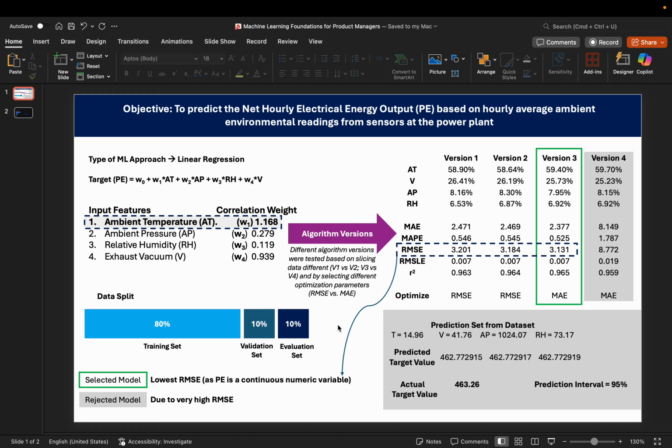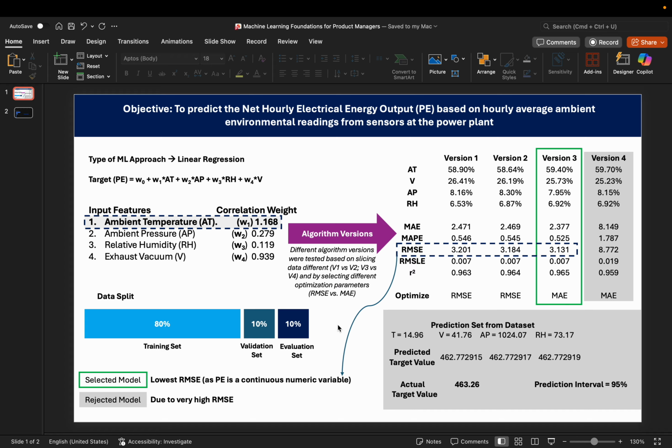Given that we needed to identify the dominant input feature that correlates to the target variable, through AutoML, I found that the correlation rate for ambient temperature was the highest. But all four input features are required to be analyzed in order to get the most accurate predictions.